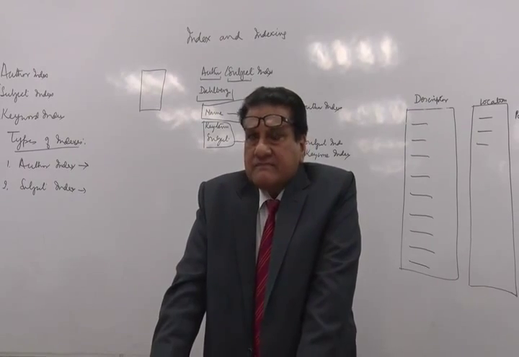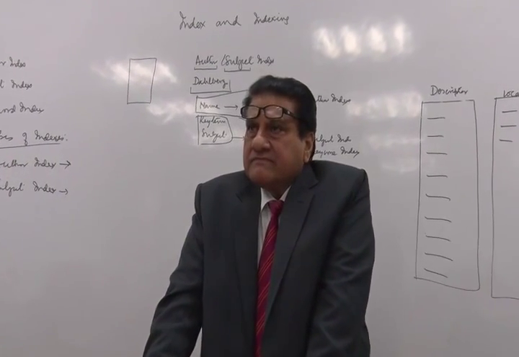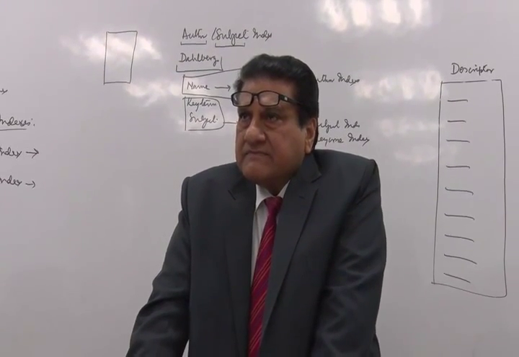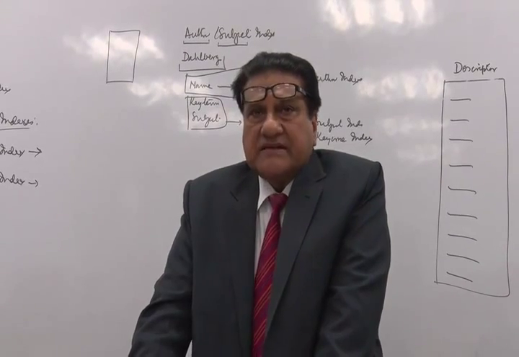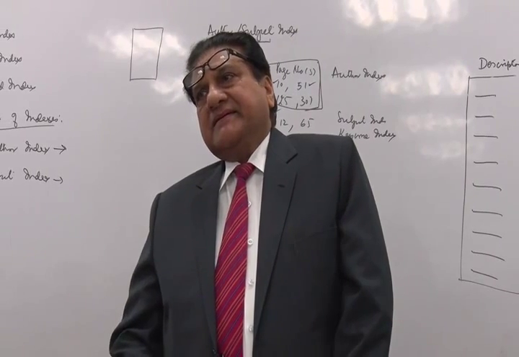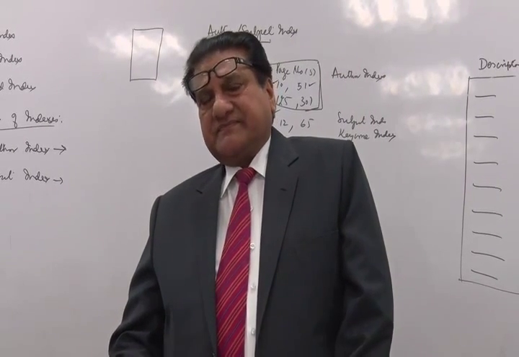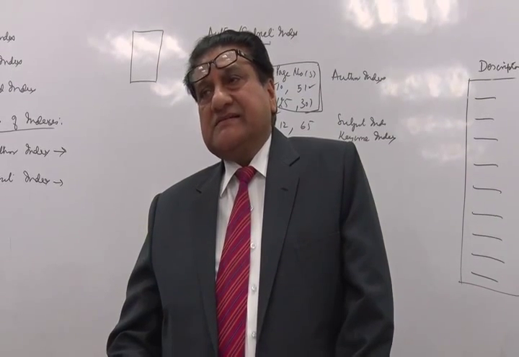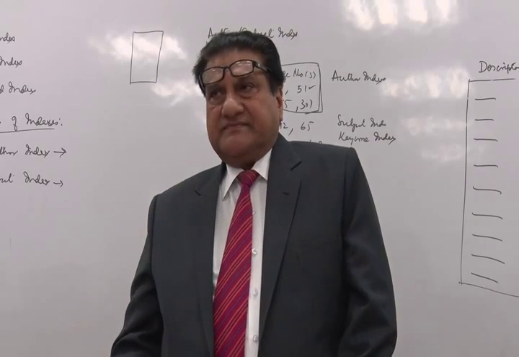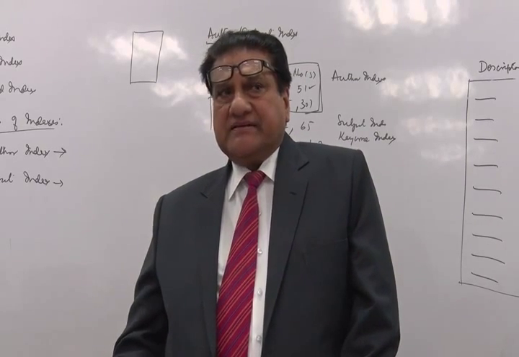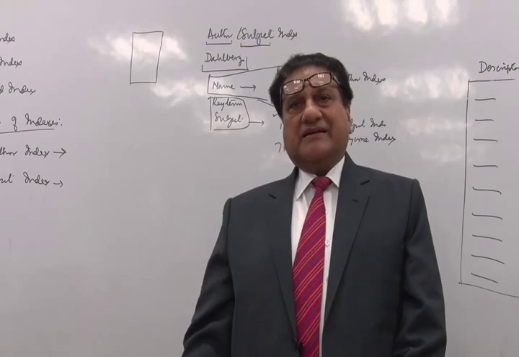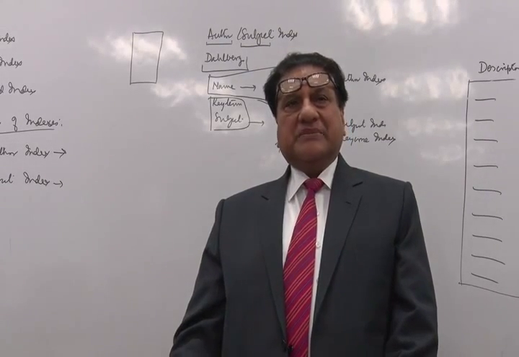Chain index. What happens in the chain index? We derive the subject from the class number. It means the subject is confined where? The class number. So another category is that the subject is represented by the class number.